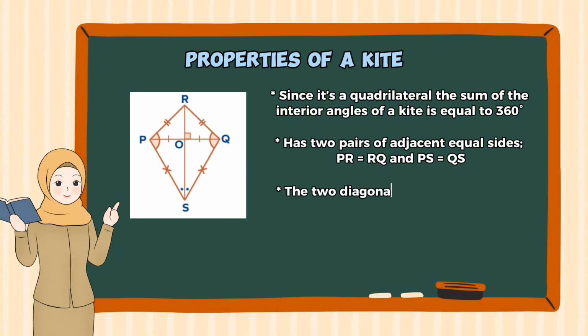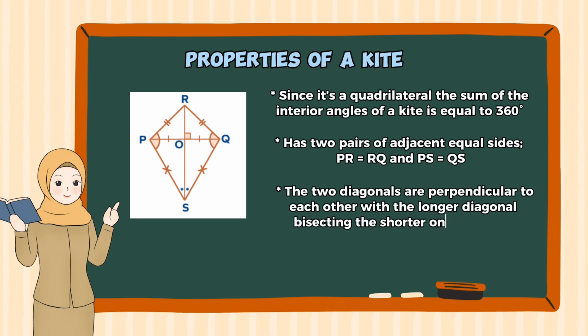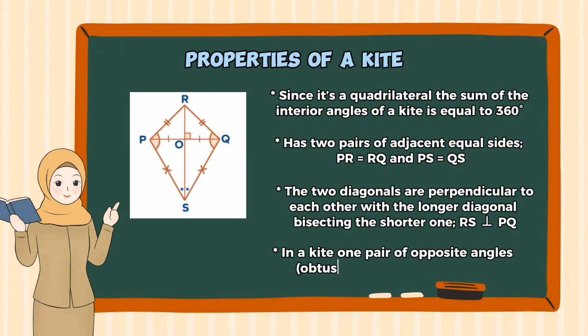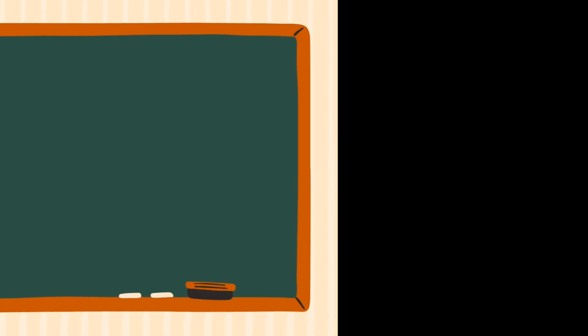Third, the two diagonals are perpendicular to each other, with the longer diagonal bisecting the shorter one. Diagonal RS is perpendicular to diagonal PQ. And the last one, in the kite, one pair of opposite obtuse angles are equal. Angle P equals angle Q.